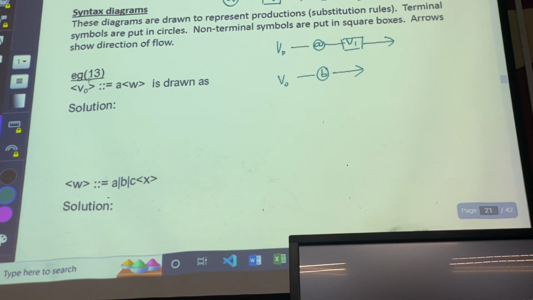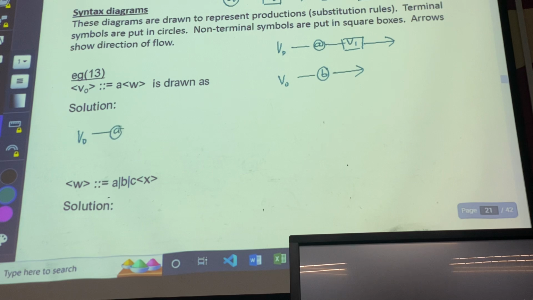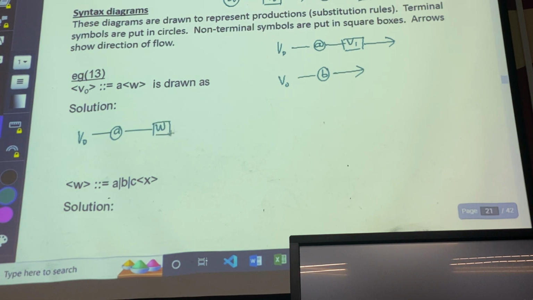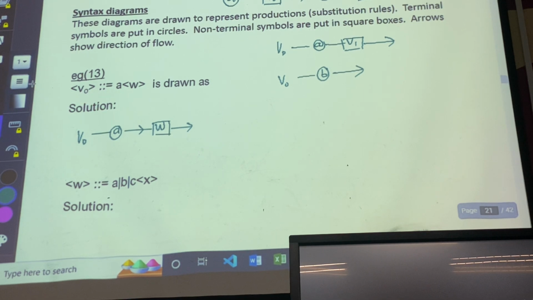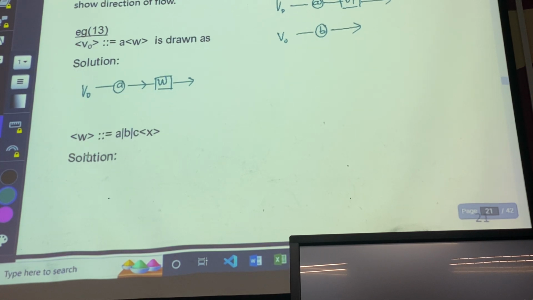So example, V0 with AW, so this one starts with V0. Now the starting point, you want to draw the rectangle or not doesn't matter, but the one inside, you need to draw the rectangle. So terminal for A, W non-terminal, so you draw the square rectangle. This is the first one. V0 substitutes with AW. A is a terminal, W is a non-terminal. So I put it in a rectangle here. Terminal, put it in a circle. Then the second one.